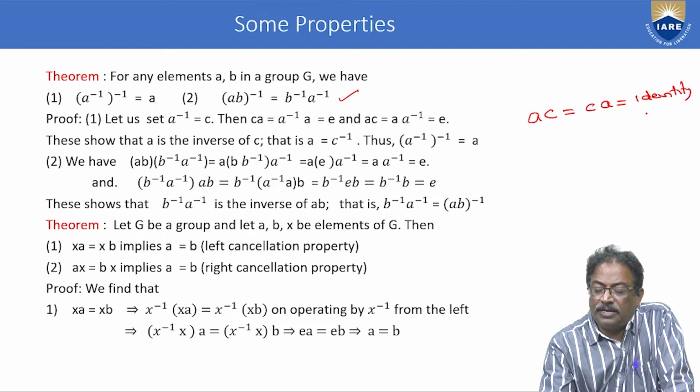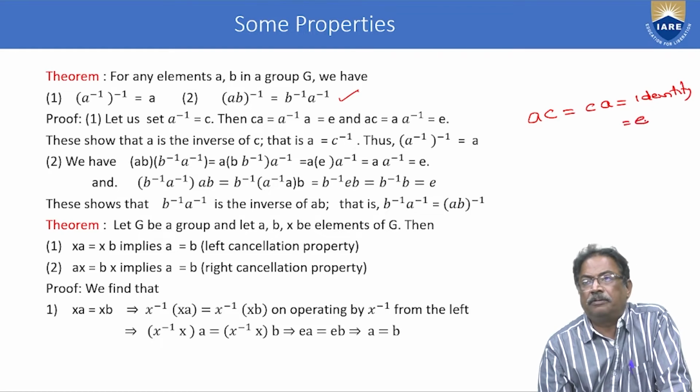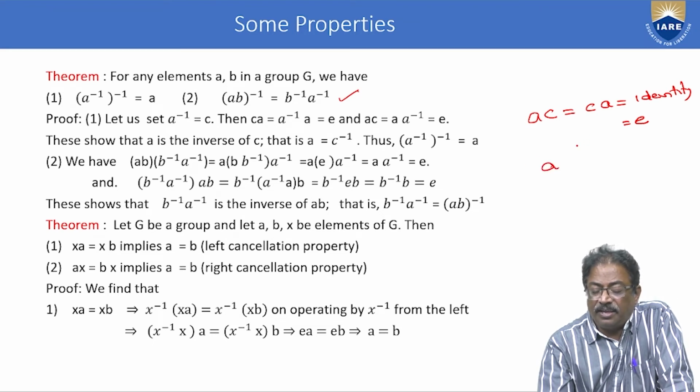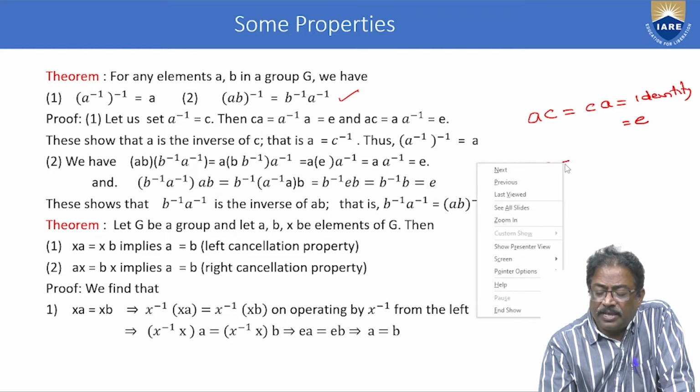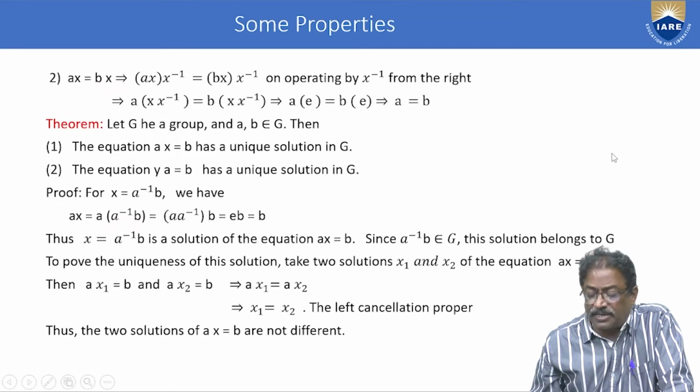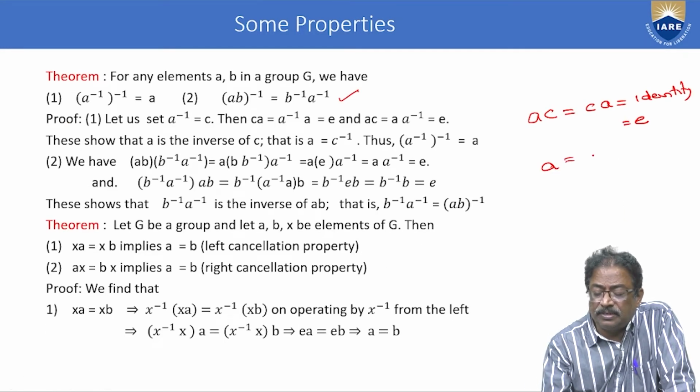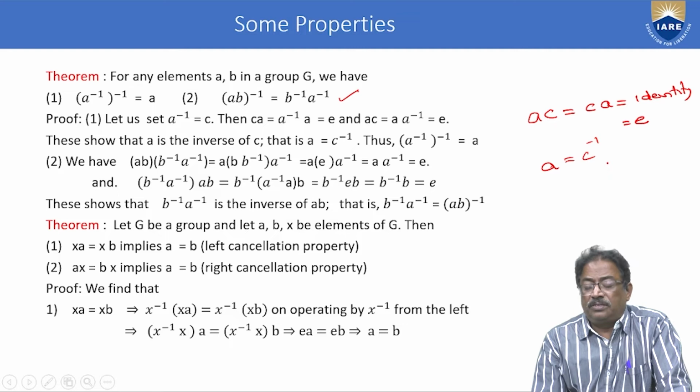So what is that identity element? Here I am taking it as E. Then we can say that A is the inverse of C, or we can write A is equal to C inverse. So both are inverses of each other.